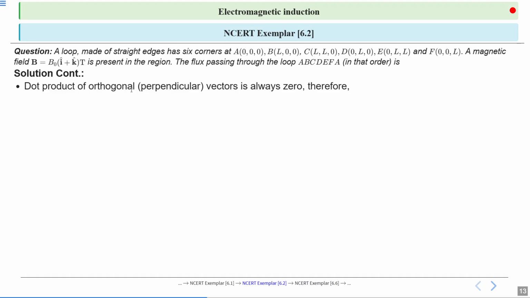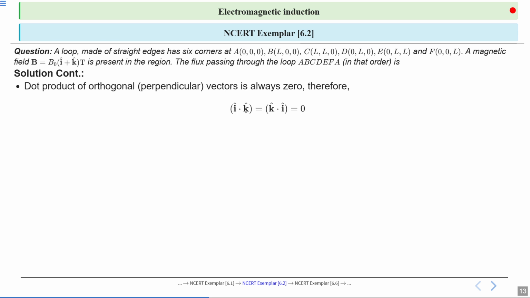Now the dot product of orthogonal, or perpendicular, vectors is always zero. Therefore I cap dot K cap and K cap dot I cap are equal to 0, because I cap is in the x direction and K cap is in the z direction. So the angle between these two unit vectors is 90 degrees. Okay, so they are orthogonal, or perpendicular, vectors.